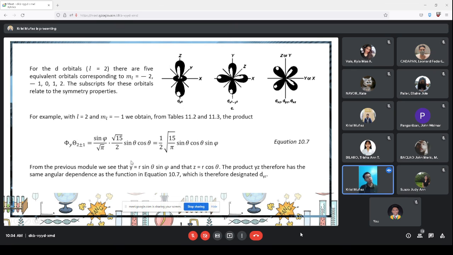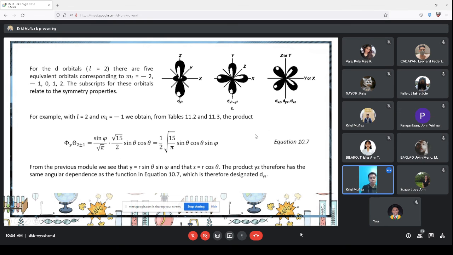Okay, so from the previous module, we see that y is equal to r sine theta sine phi, and that z is equal to r cosine theta. So the product yz therefore has the same angular dependence. Kung i-multiply lang natin sila class yung y and z natin, you would see na you have an r squared sine theta cosine theta sine phi, which is just the same as this one. So you got sine theta, cosine theta, and sine phi, right? So ibig sabihin, same siya ng angular dependence itong nakuha natin for L is equal to 2, m sub L is equal to -1 na wave function. Same siya sa angular dependence if we just multiply the y and the z axis. Yun yung reason kung bakit yung designation natin for this d orbital is dyz.